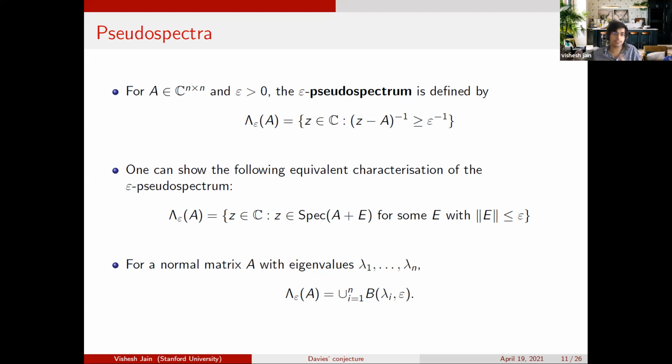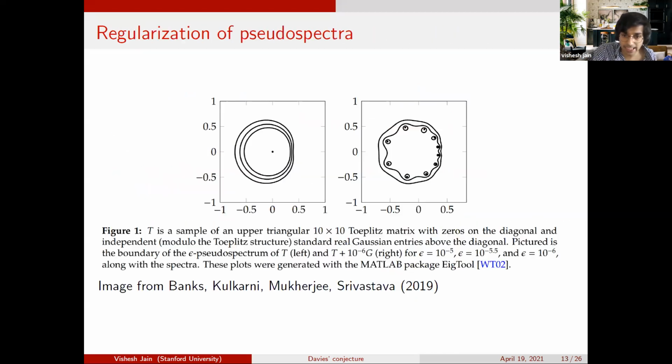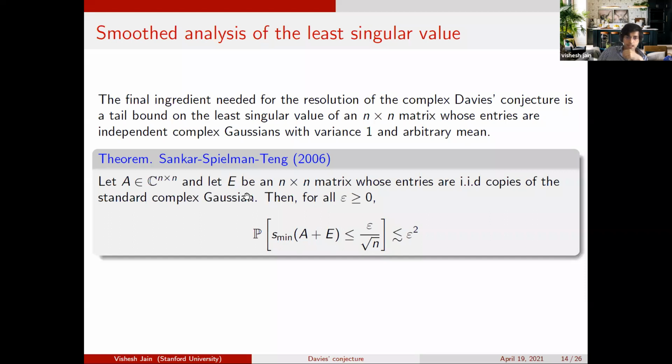And this is something that's quite well understood, and this is the result that's exploited here. So there is this classical result of Sankar, Spielman, and Teng, and what they show is that if you have any matrix A and you add to it an n by n matrix whose entries are iid complex Gaussians, then you have this scaling behavior for the smallest singular value. Typically the smallest singular value is at least 1 over square root n, so with probability 99%, the order of the smallest singular value is 1 over square root n.